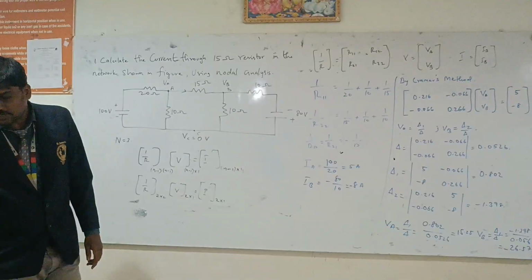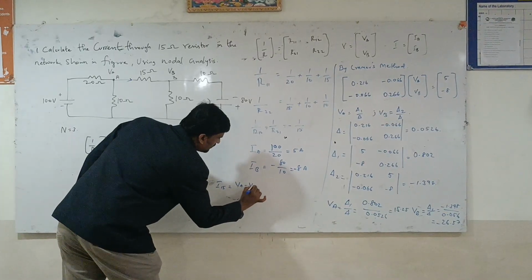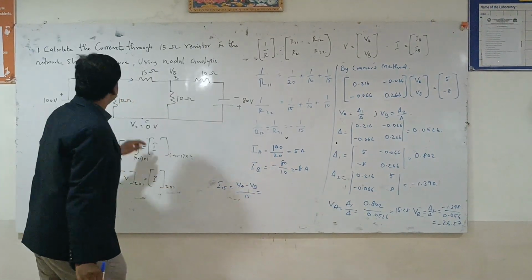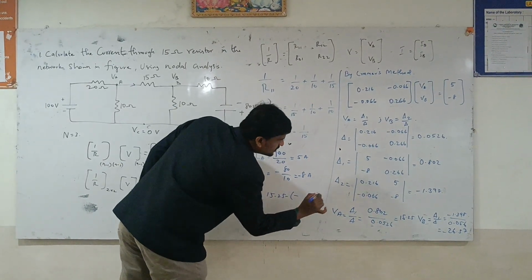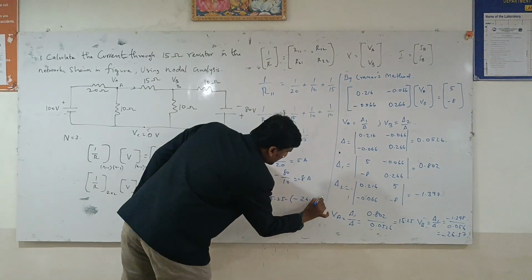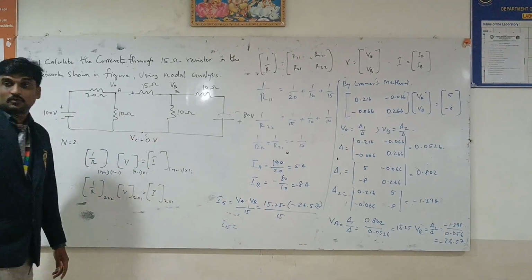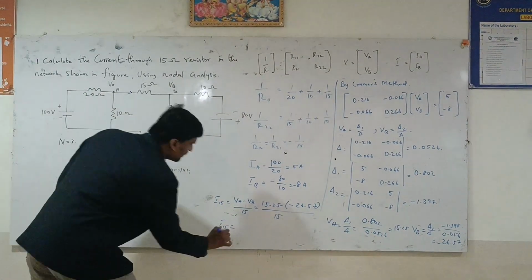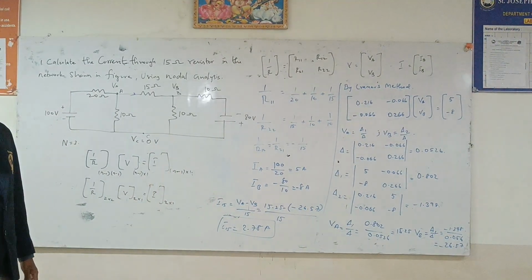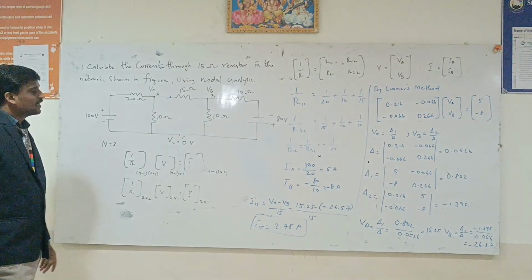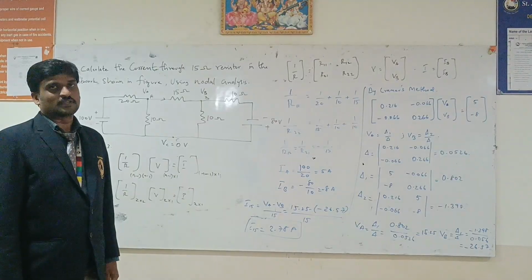So we have the values for VA and VB. For the 15 ohm resistor, it is VA minus VB divided by 15, which is 15.25 minus of minus 26.57 divided by 15. Therefore, the current across the 15 ohm resistor is 2.78 ampere. So this is the total current across the 15 ohm resistor. Initially we solved this using the inspection method, and finally we found the values by using Cramer's method.